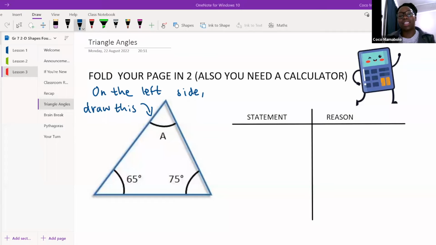PK, if you can't see anything, try and either zoom out or zoom in. Normally that might be the problem.